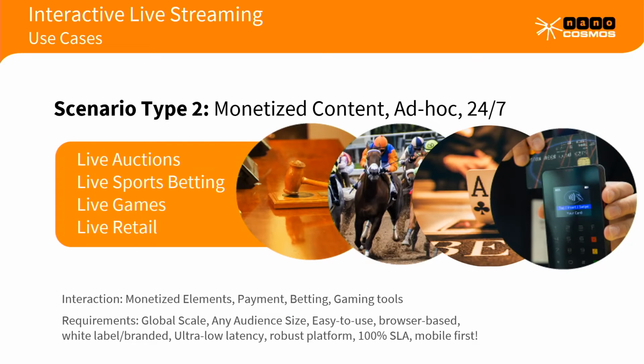Scenario type 2 is a bit different. It's about monetized content. It's more like ad hoc streaming, instant streaming for 24/7 operations. That means use cases like live auctions, live sports betting, live games or live retail, where you directly monetize your video content for the audience. And there it's very important that you keep the real-time interaction active and enable a business case around the video stream.